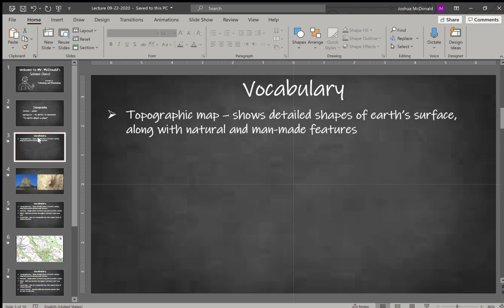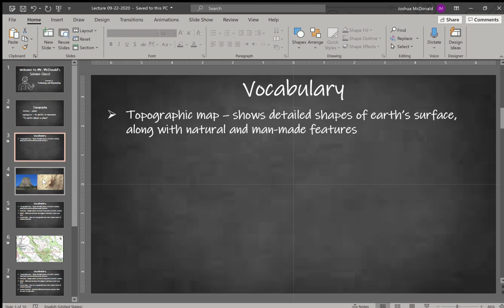So here's our vocabulary word. A topographic map shows the detailed shapes of Earth's surface along with natural and man-made features. It helps you get an idea of what the landscape looks like without you actually being there to see it. So I want to show you here.